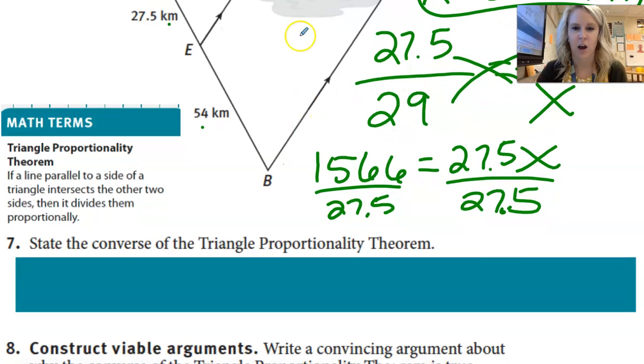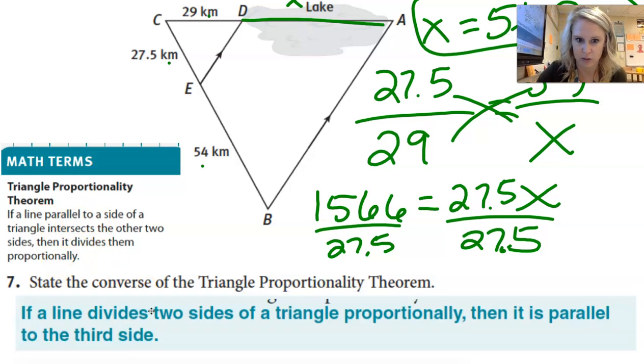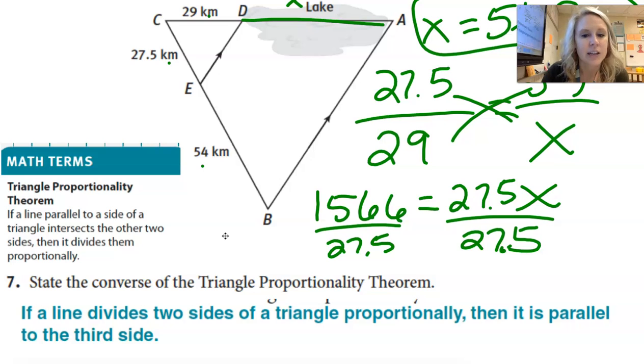Okay, so the converse of the triangle proportionality theorem, remember converse is just flipped. So I'm going to flip the ordering of this. So instead of if this part, I'm going to put the proportionality part first. So if a line divides two sides proportionally, then it is parallel.